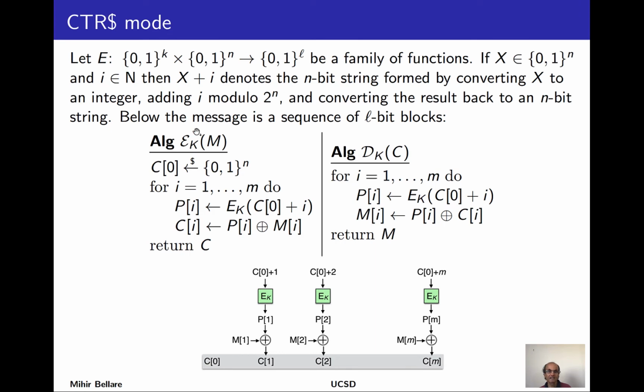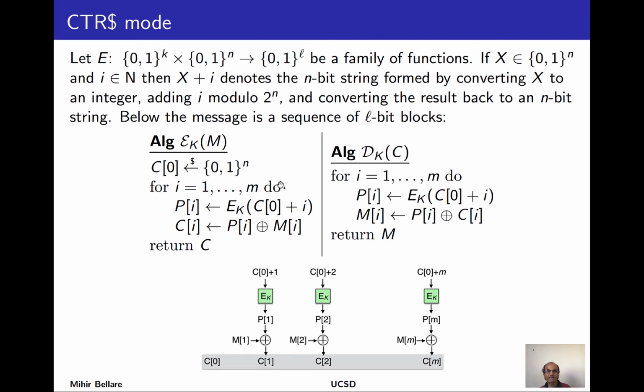What happens is that the encryption algorithm starts by picking at random an n-bit string C0 of this length n here. And then it creates the sequence C0, C0 plus 1, C0 plus 2, up to C0 plus m, where m is the number of message blocks. So a very structured sequence of strings, just consecutive but with a random starting point. And to each of these, it applies the function family with the hidden key and gets an output. These outputs P1 through Pm are viewed as one big pad, and then the message is simply XORed to that pad, and we can think of it as happening block by block.